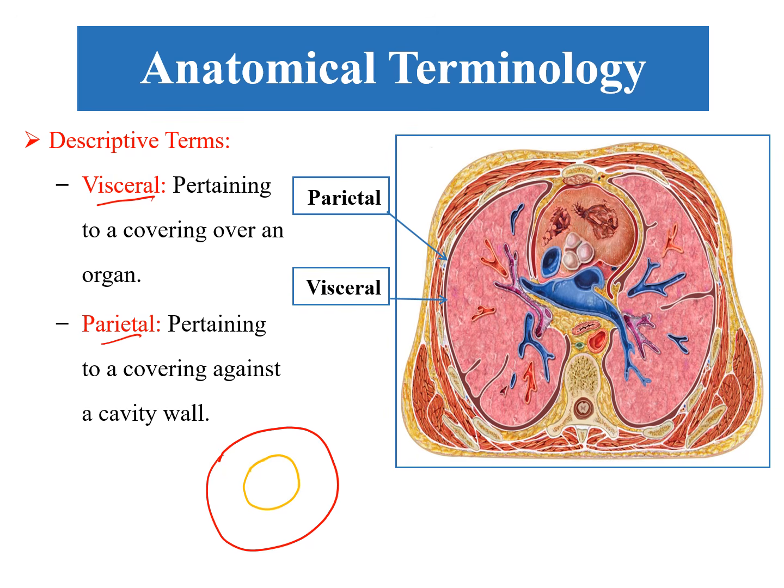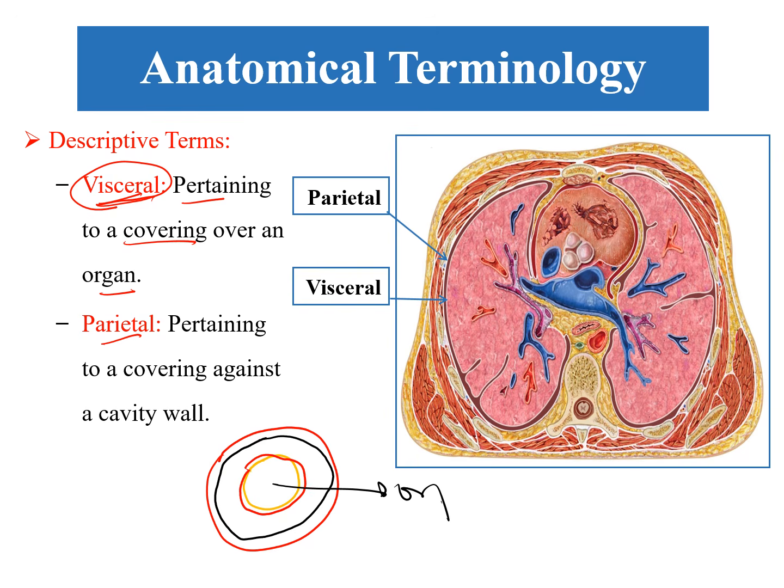The membrane that is going to cover this organ is known as the visceral layer. So pertaining to a covering over an organ, that membrane covering an organ is known as the visceral layer. Then the membrane that is going to cover the walls of the cavities, the inner walls of the cavity where that organ is located, is known as parietal. So pertaining to covering against the cavity wall, that layer or membrane is known as the parietal layer or membrane.